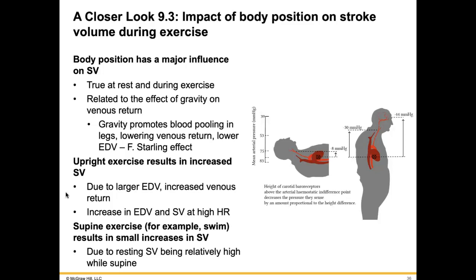So upright exercise results in increased stroke volume due to that end diastolic volume being larger and increasing the venous return. And we also see then an increase in the stroke volume at these high heart rates while we're exercising. When we have a supine type of exercise, meaning you're laying on your back, belly up, for example, during swimming, we are going to see that there are small increases in the stroke volume. And this is due to resting stroke volumes being relatively high while we are in the supine position.